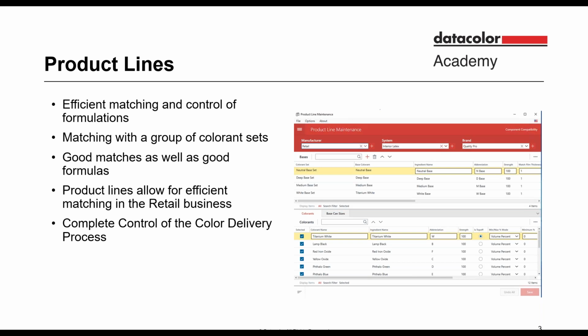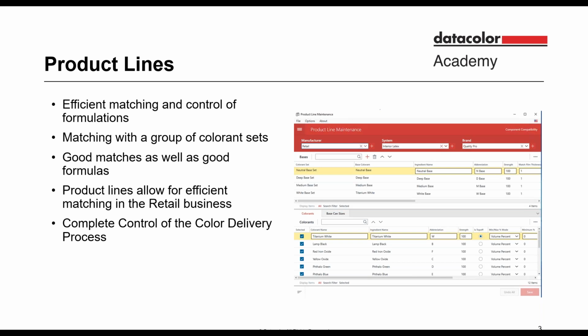Again, with Data Color software, product line is an integral piece that allows the user to have complete control over his color delivery process. If we look at the example of a paint company, you can see where a paint company wants to be able to match colors and do formula books in the lab to send to the stores. And then on top of that, wants to be able to take that same colorant set, transfer it directly to the stores so that they can match colors as well in their individual software.